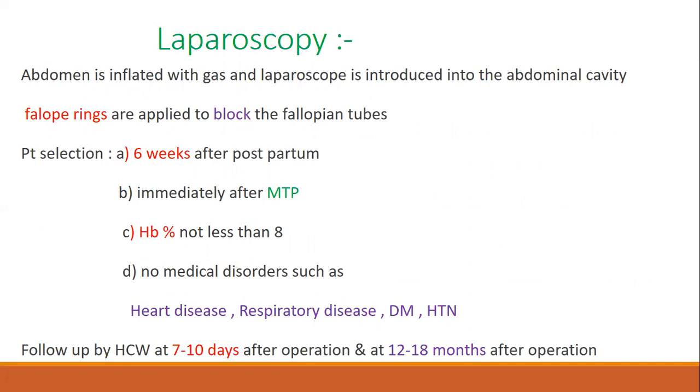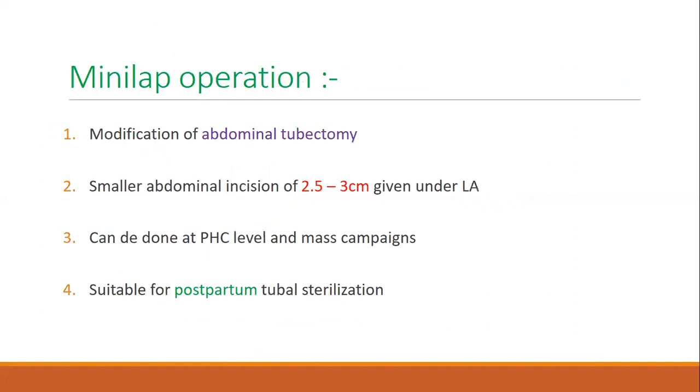Patient selection here: 6 weeks after postpartum or immediately after MTP, and hemoglobin should not be less than 8. The patient shouldn't have any medical disorders such as heart disease, respiratory disease, diabetes mellitus, and hypertension. Follow-up of the patient should be done by healthcare workers at 7 to 10 days after operation and at 12 to 18 months after operation.